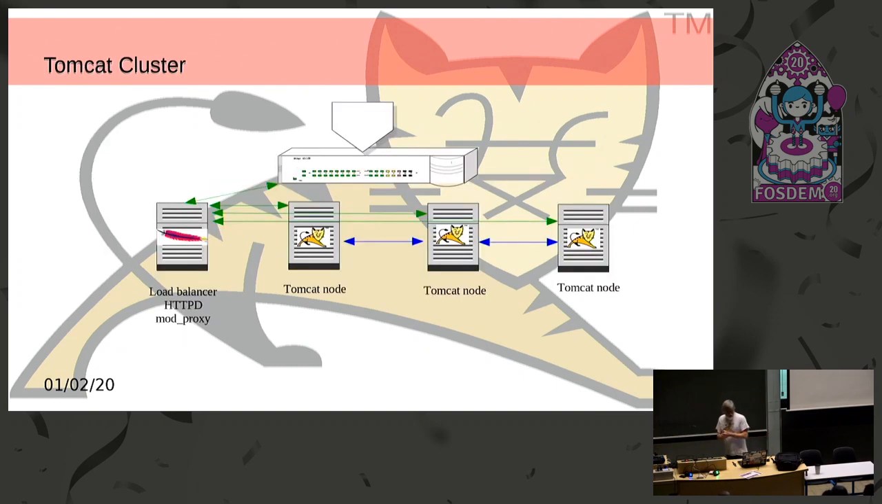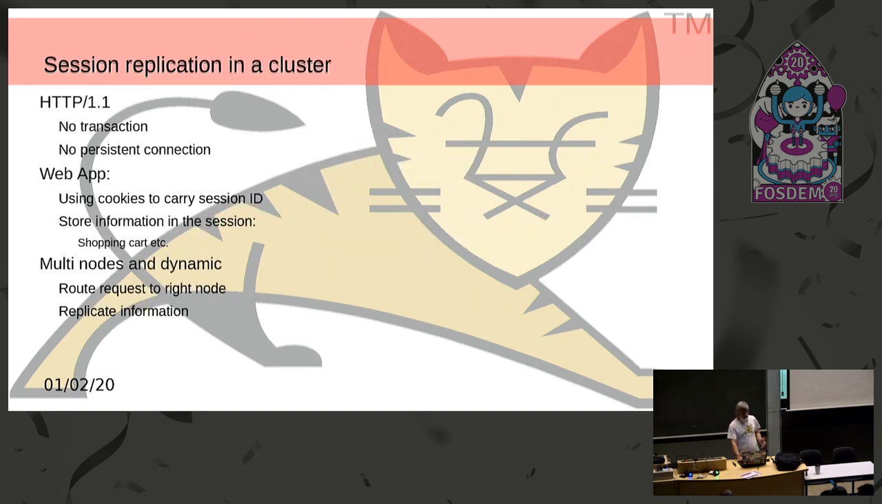So the next thing I want to do is move from a Tomcat cluster to a Kubernetes cluster of Tomcats. I'm jumping quite fast. I hope everyone knows what the web and HTTP are. So basically, I have one problem. HTTP 1.1 does not have a persistent connection, so you need a cookie to carry this information.